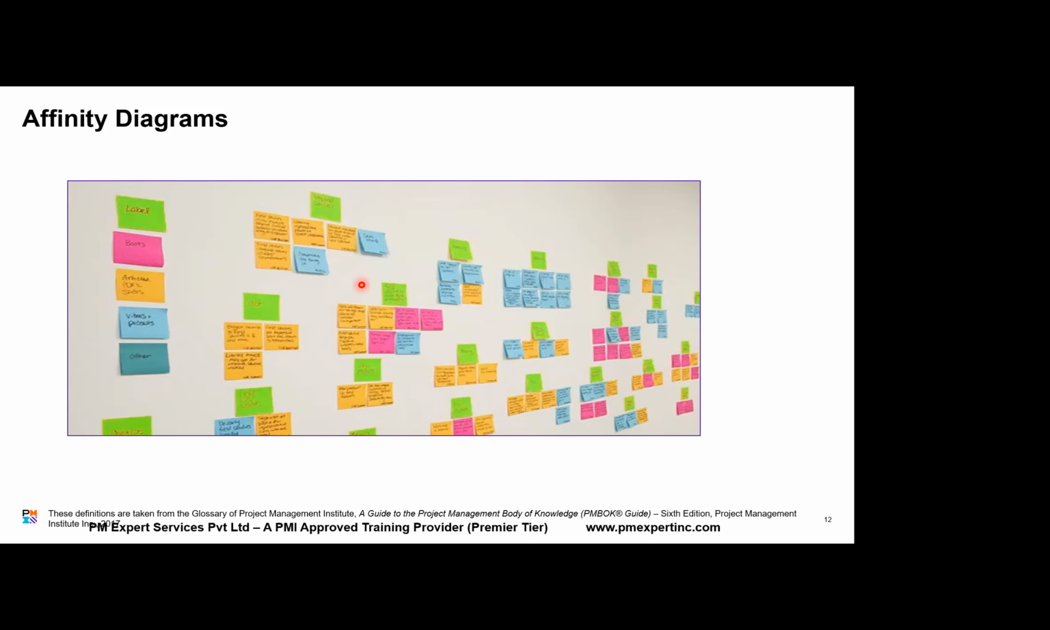So, guys, any questions on affinity diagram? Okay, this is fine. The only thing: if there is any duplicate sticky note, it will be removed. Yes, that is the job of the facilitator here.